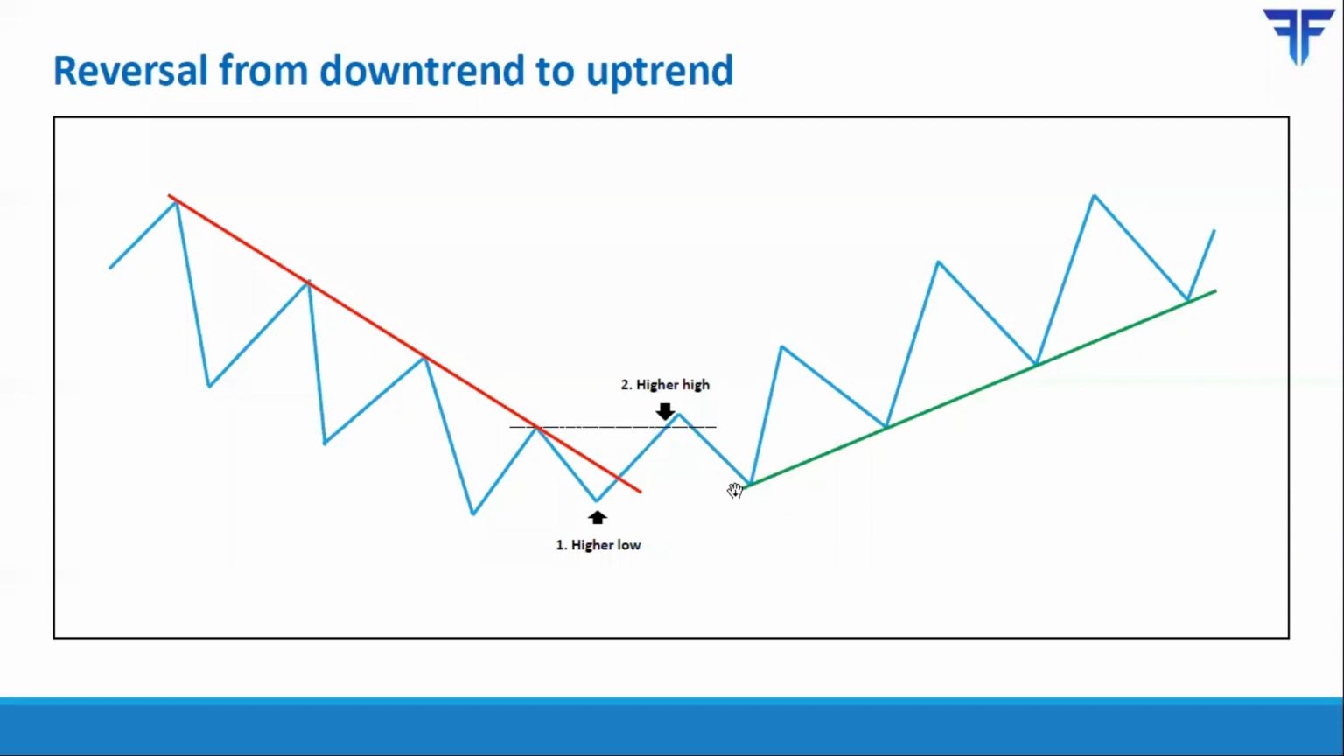When you get a second higher high and a second higher low, you have confirmation that the downtrend has reversed to uptrend. And as long as this sequence of higher highs and higher lows prevail, the uptrend is said to be pretty much intact.